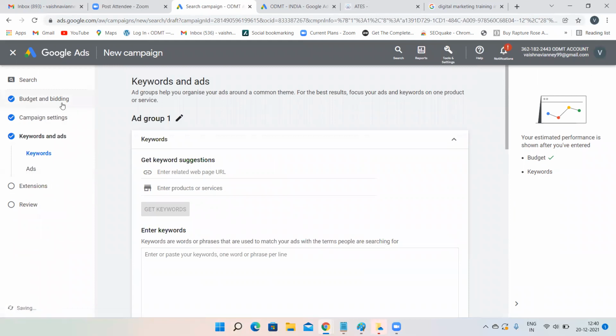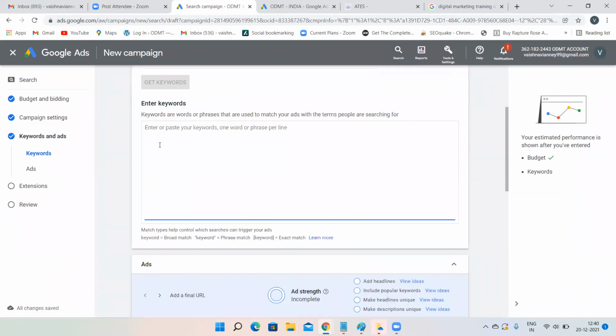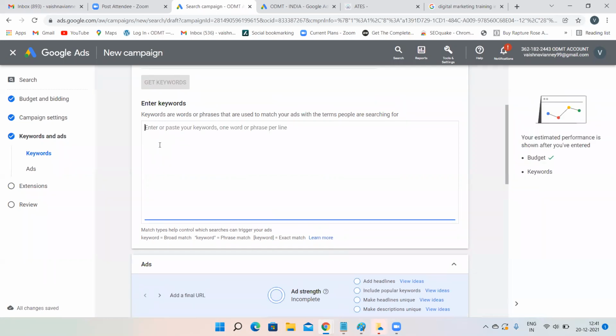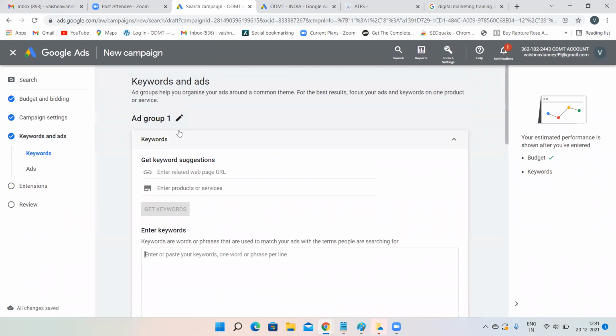See, our budget and bidding is done. Campaign setting is done. Keywords. We are at the keywords level, that means the ad group level and all. So enter some keywords over here. By default, if I take it like this, it will become a broad match because I'm not adding anything over here. So it is becoming a broad match, not a broad match modifier, normal broad match. So don't mention it like this. Google will take more money.